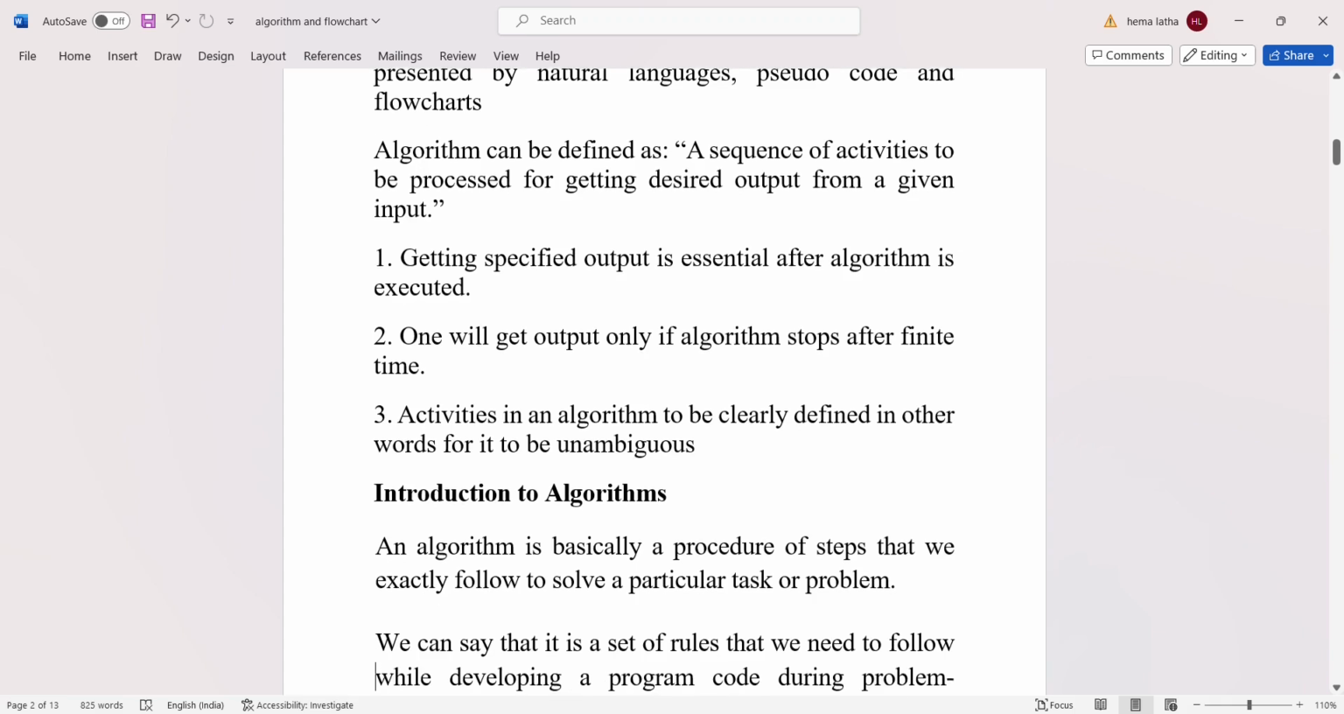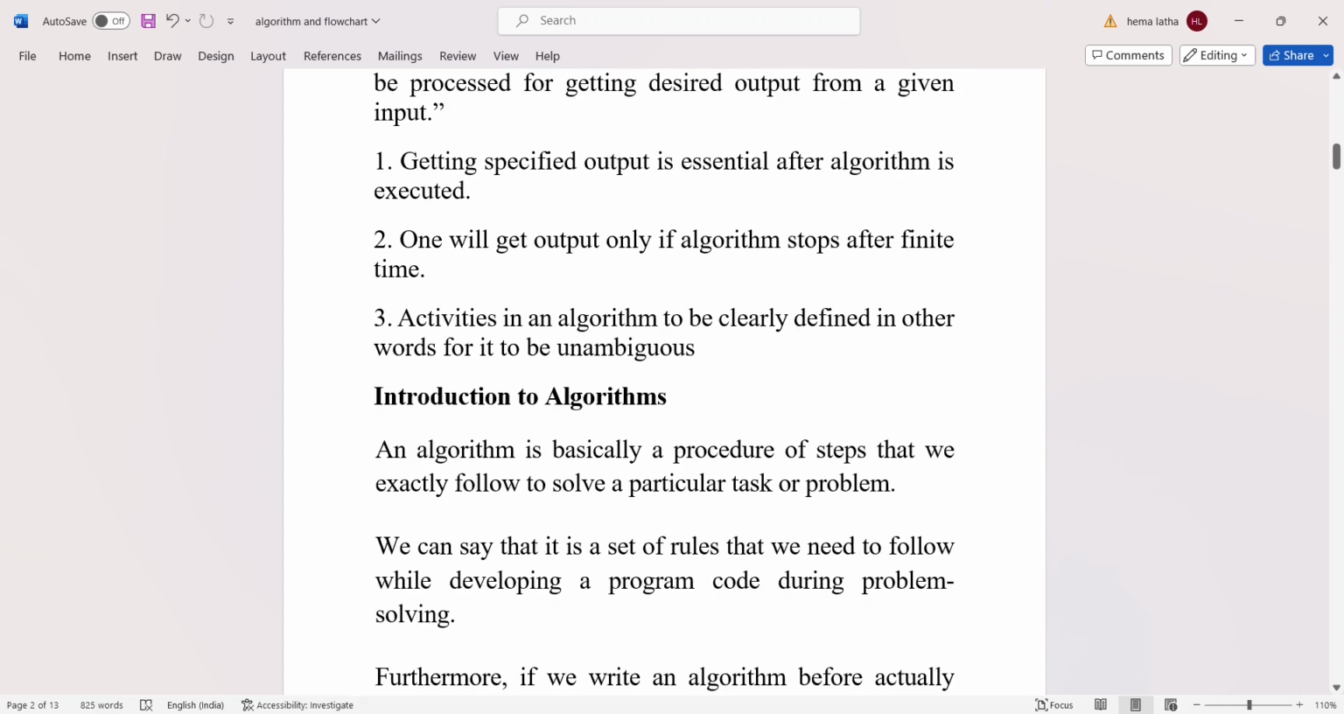So what is an algorithm? Actually we have to get the specified output. Once the algorithm is executed we have to get the specified output, and the program should terminate exactly after getting the output, and it should be written very clearly. It should not give any confusion to the programmer. So these are certain features of writing an algorithm. Now we will start this.